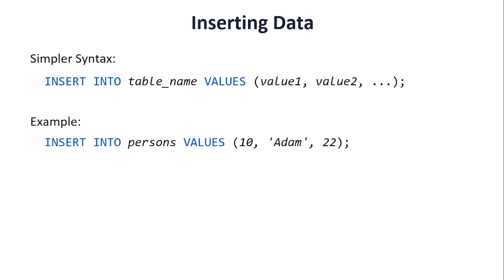And there's an even simpler version for the same insert query. In case you are inserting values for all the columns, you just don't have to mention the list of columns. So you can simply write it as insert into table name values followed by a list of all the values.